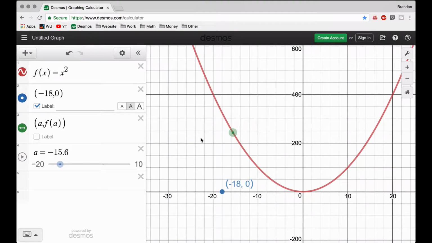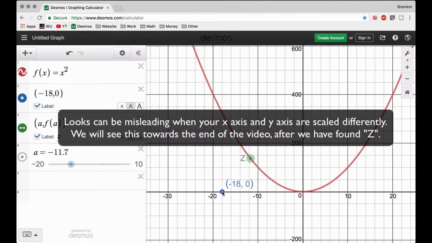So let's look over in Desmos to get the idea of what we're really trying to do. I have this green point here, and I'm going to call that point z. We're trying to find some point z that's on this curve y equals x squared. So as you can see, z is staying on the curve. But where on this curve is z the closest to negative 18, 0? That's what we want to find.